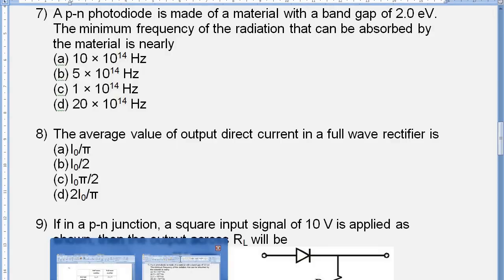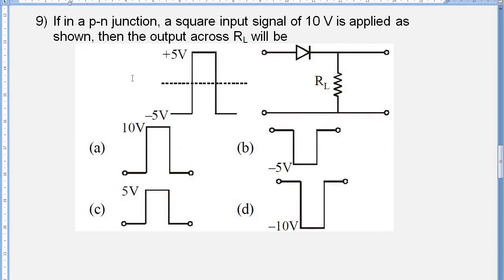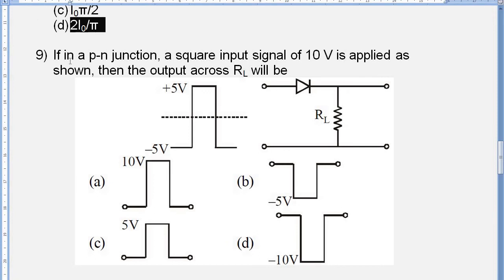Next, number 10, the last one. Sorry, it's 9. If in a PN junction a square input signal of 10 volt is applied as shown, then the output across RL will be. So we are given this input, and this is the diode, and this input is applied to this circuit. So what will be the output?